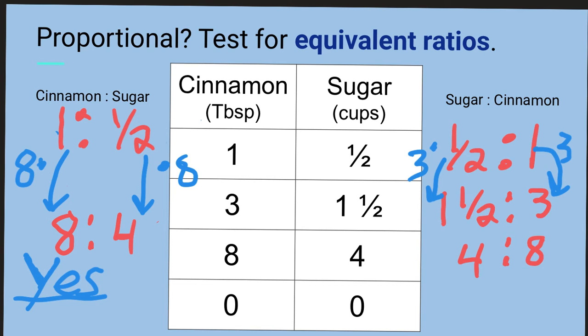What I want to point out on this other side is that it does not matter which direction you make your ratio. So if you were to say cinnamon to sugar, you could check sugar to cinnamon and just set it up this way. The same rules apply. If I triple the sugar, I should triple the cinnamon. And if I look, it does work.